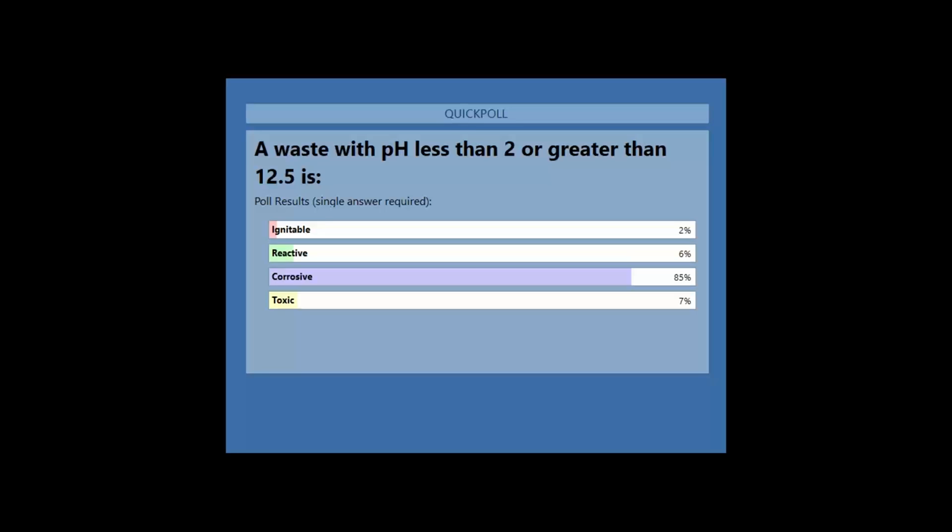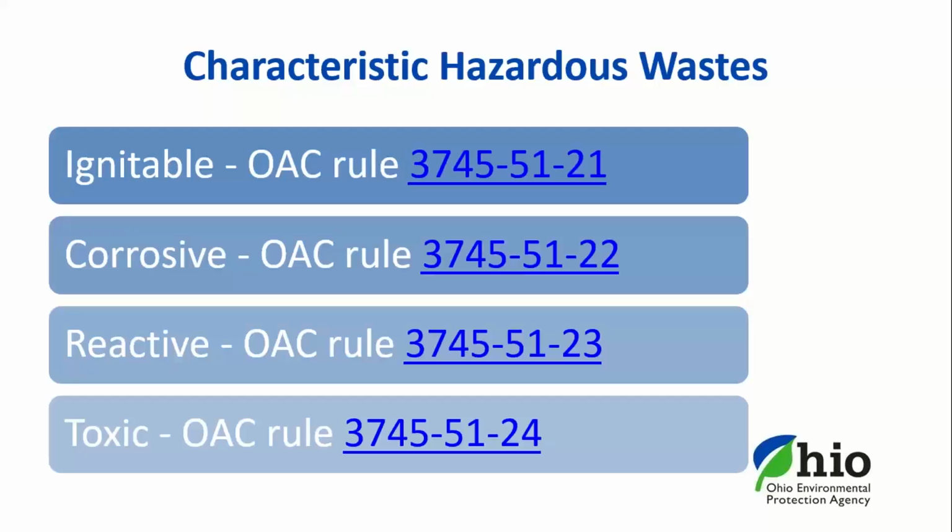That's correct. So most of you understand this already. That's great. So now we're going to talk about the final step in making a hazardous waste determination. A waste can be hazardous if it exhibits a certain characteristic, meaning it could be ignitable, corrosive, reactive, or toxic.